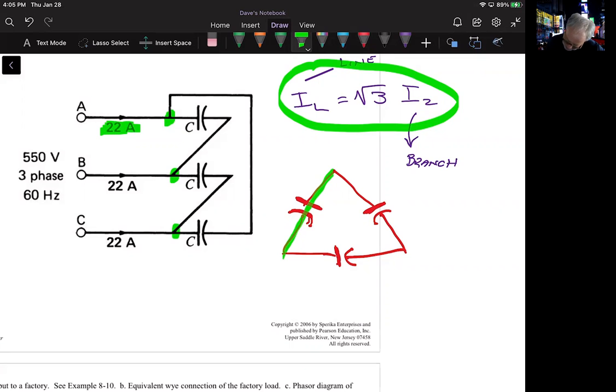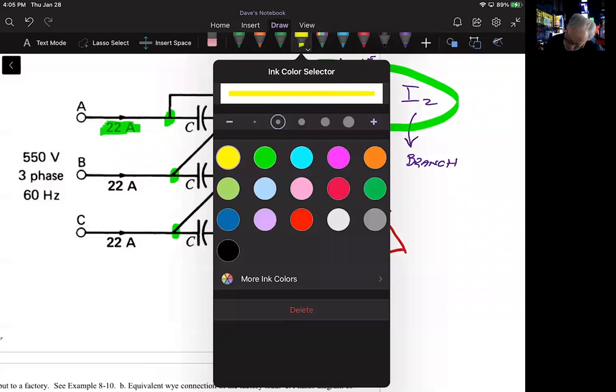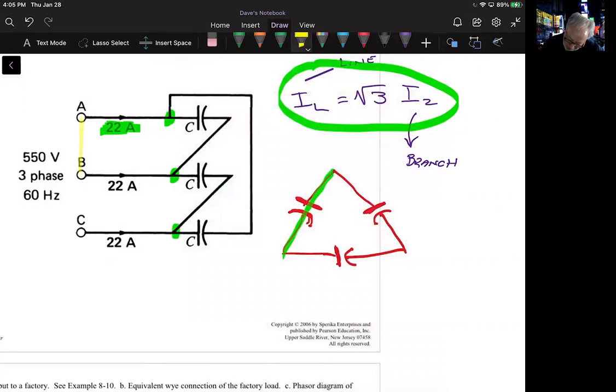The other thing let me point out is that when we're talking about line voltage, it's 550 volts from here to here, here to here, and from here to here. We've got to think about this in terms of 3 dimensions, right? So that's where we're coming from, and that's where we're starting with this particular problem.